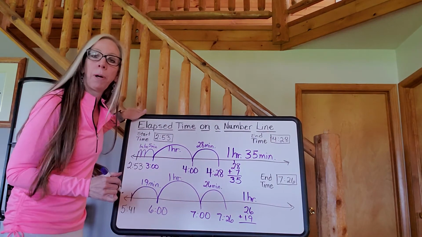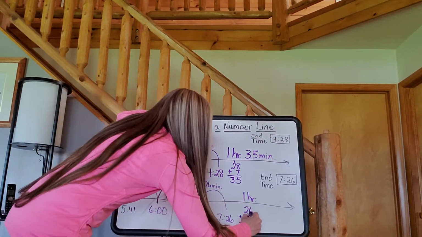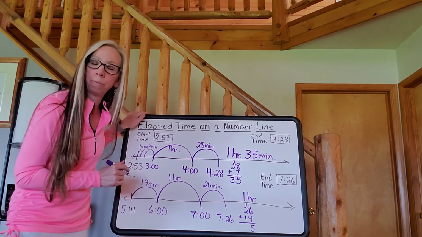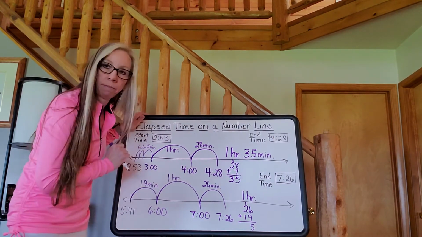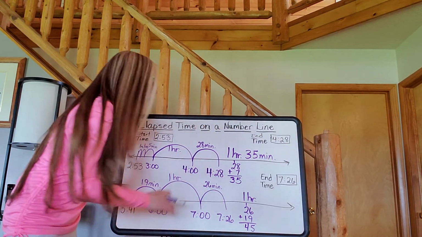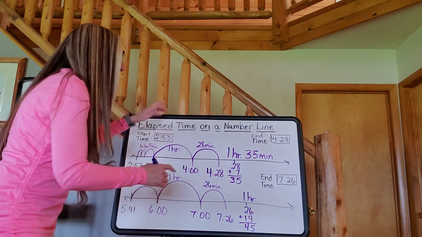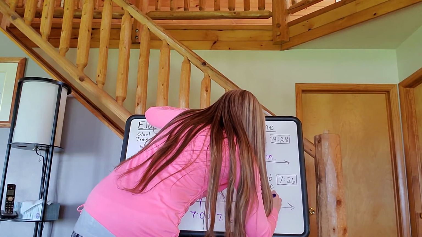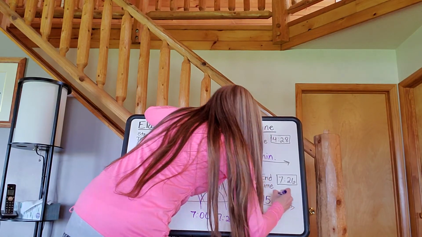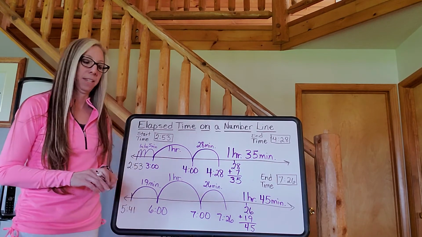Okay, help me solve this problem. 6 plus 9 is 15. Put down the 5, carry the 1. 1 plus 2 is 3. 3 plus 1 is 4. So now we have figured out that 26 plus 19 is 45. So it took us 1 hour and 45 minutes to go from 5:41 to 7:26.